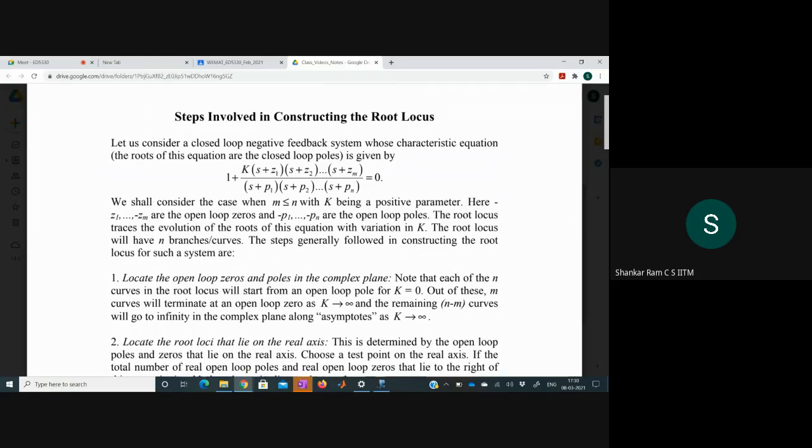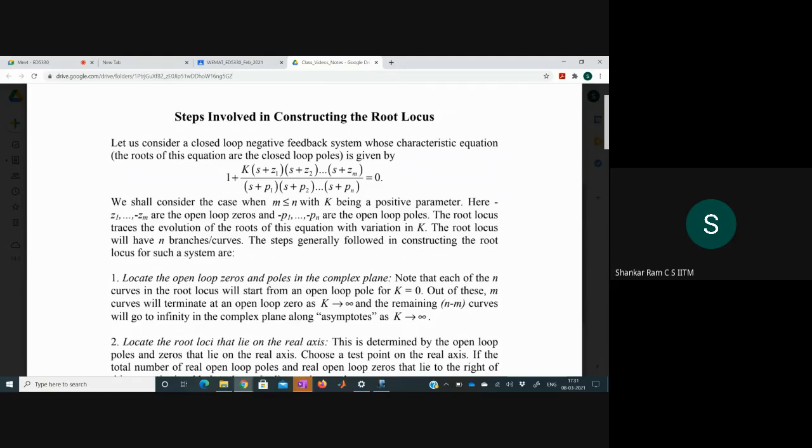All right, so what is the first preamble to this construction of the root locus? Let us consider a closed loop negative feedback system whose characteristic equation, as we already know, is the equation whose roots are the closed loop poles. The characteristic equation in general is given by 1 plus K times (s plus z1) all the way till (s plus zm), divided by (s plus p1) all the way till (s plus pn), because the closed loop characteristic equation is 1 plus G(s)H(s) equals 0. So G(s)H(s) is K times (s plus z1) till (s plus zm) divided by (s plus p1) till (s plus pn).